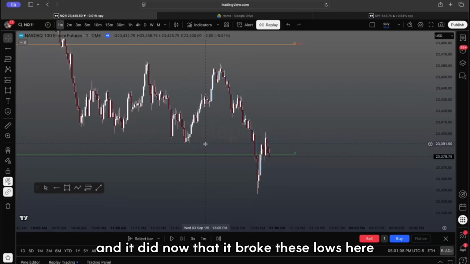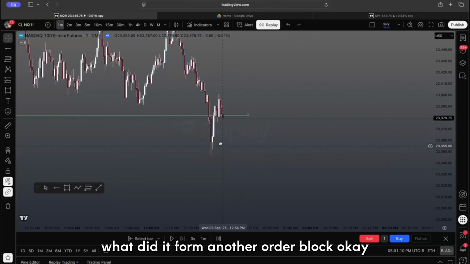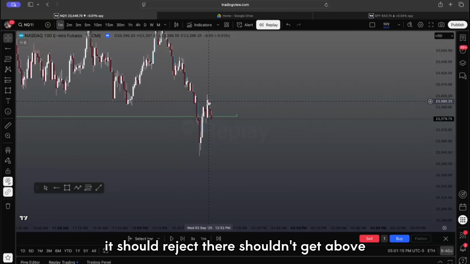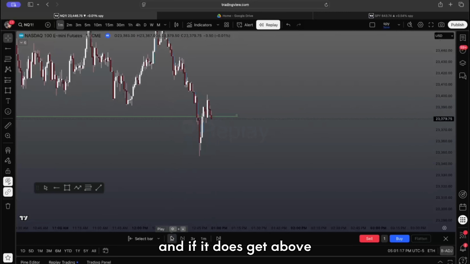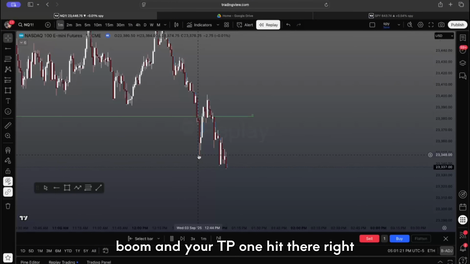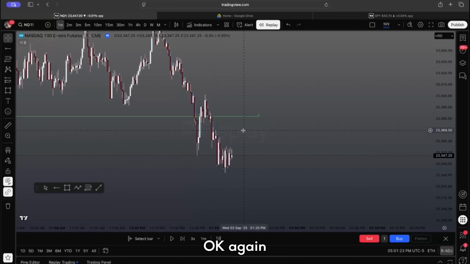Now that it broke these lows here, what did it form? Another order block. Okay, so the up move that created the gap of the 3 candles there, it should reject there. It shouldn't get above, and if it does get above, then it's failed on the 1 minute, right? And it rejected, boom, and your TP1 hit there, right? Okay, again, rinse and repeat.